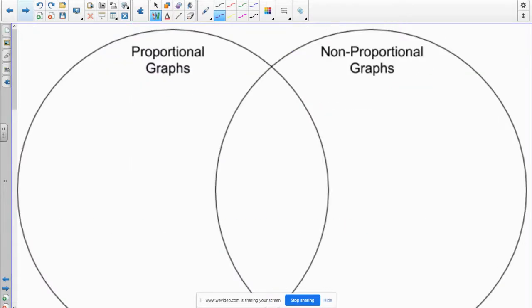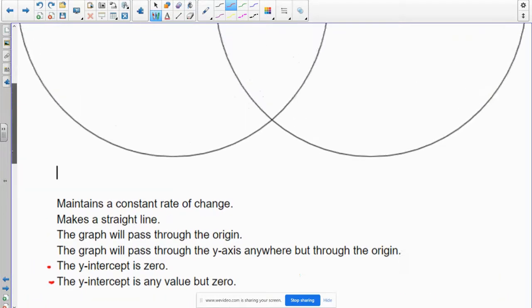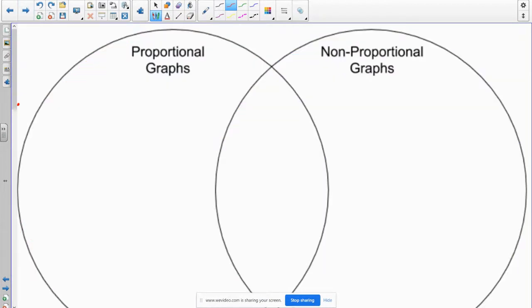Now we're going to turn to graphs. So same idea, just with graphs. So we'll look down here at our list. Let's start with these last two. So the y-intercept is 0. So if you go back to equations, remember this represents the y-intercept. So if the y-intercept is 0 on a graph, that means it has to be proportional. And then over here on the other side, the y-intercept is any other value but 0.